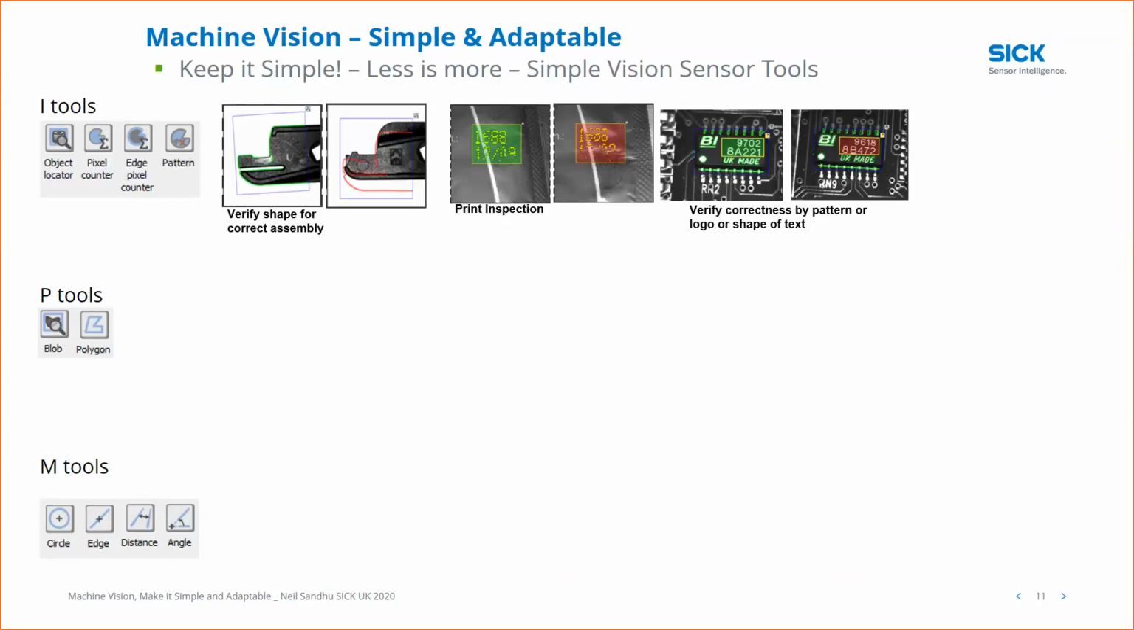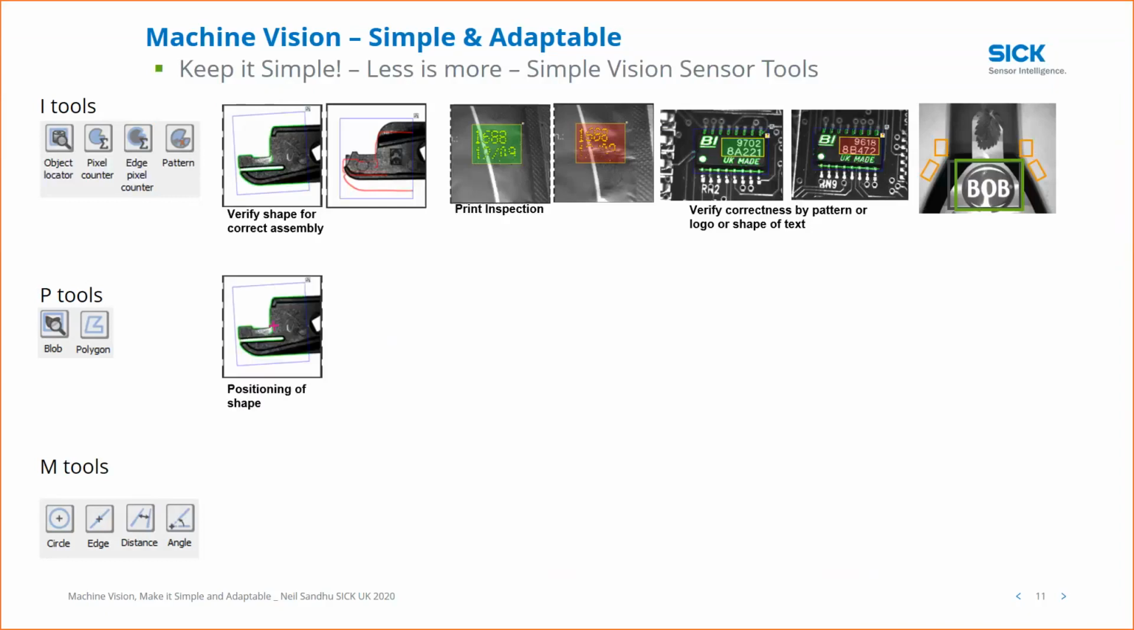And that's all done by simple inspection tools, which then transforms across to looking at logos and labels and making sure that the right one is positioned on packaging or a bottle, and it's positioned correctly.